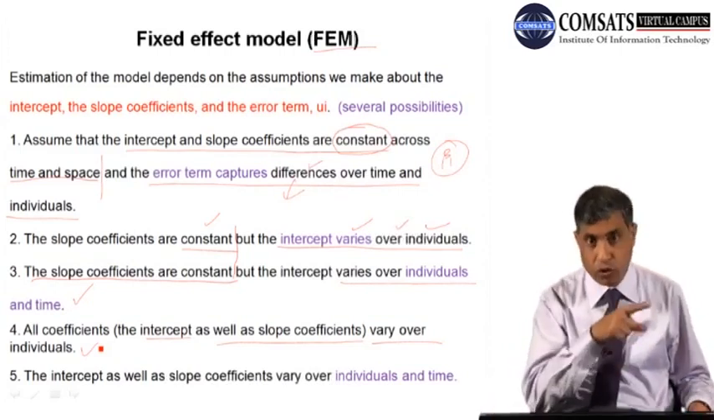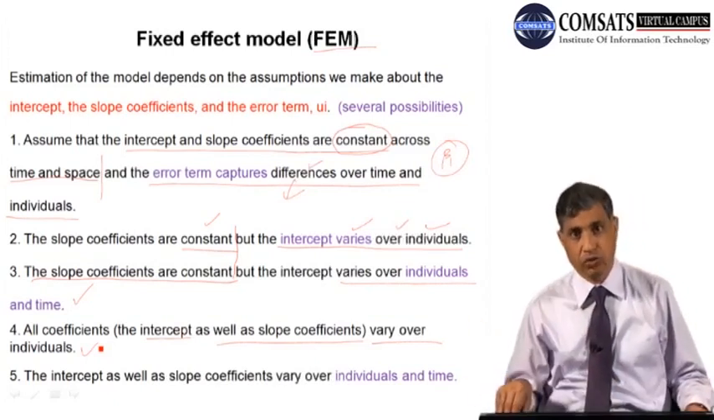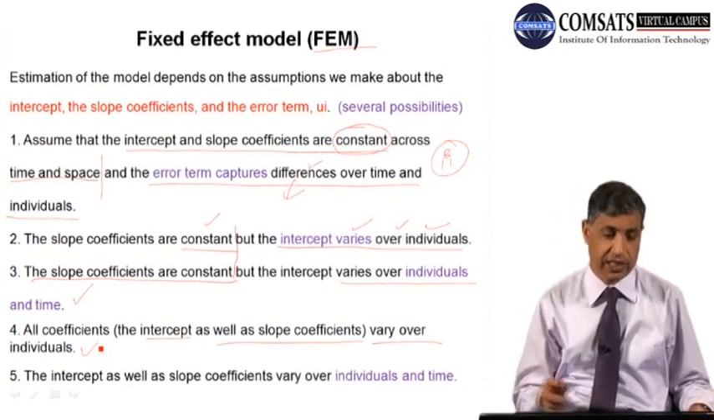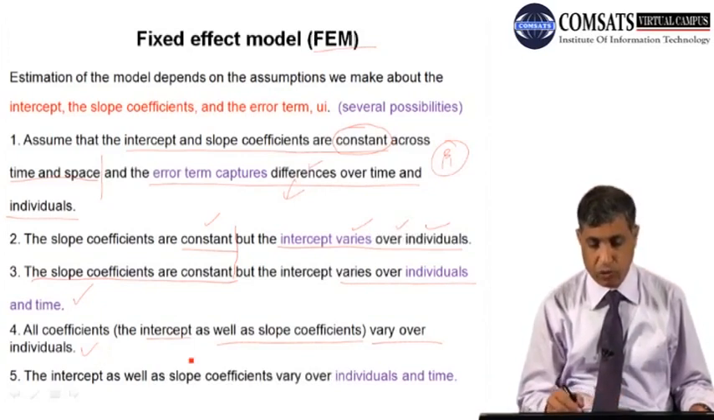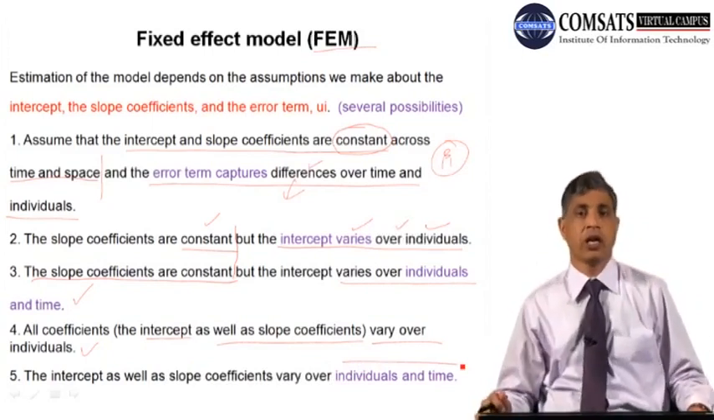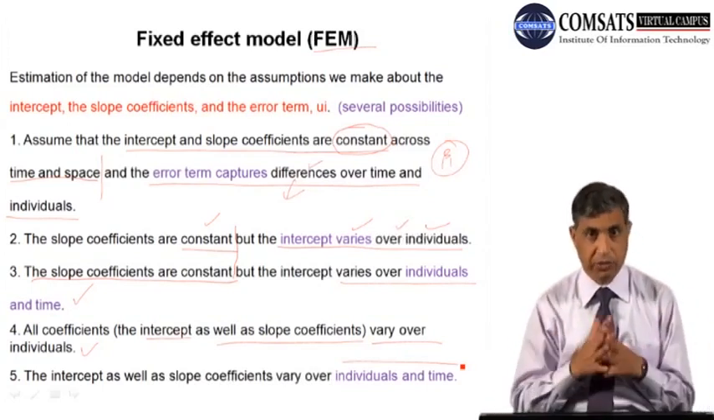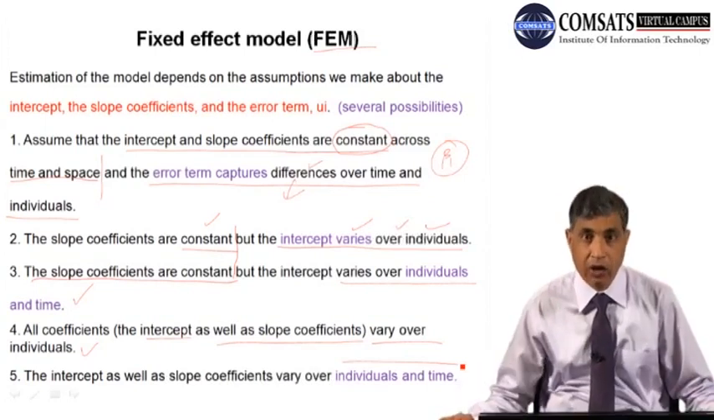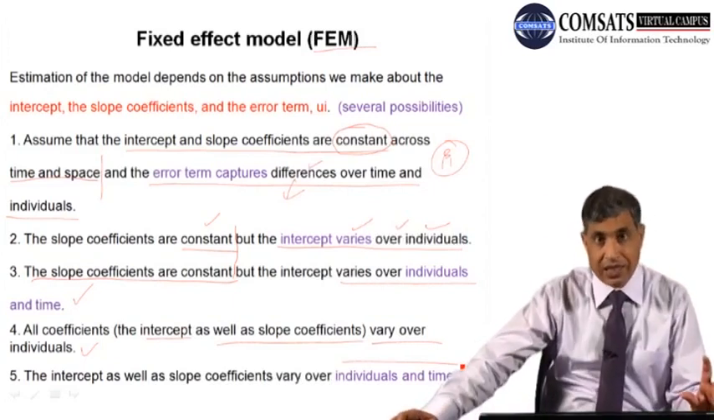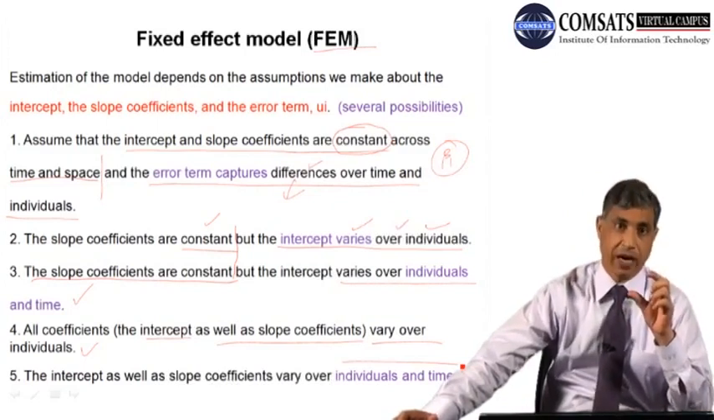All coefficients, what is the fourth possibility? That all coefficients, including intercept and slope coefficients, can vary over individual. And the fifth is that the intercept as well as the slope coefficients vary over individuals and time. Maximum relaxation, that all your coefficients beta 1, beta 2, beta 3 can not only change across cross-section units, but they can change over time. So why are we explaining this? Because every time we will have to modify our model.